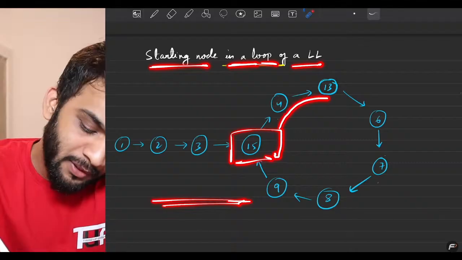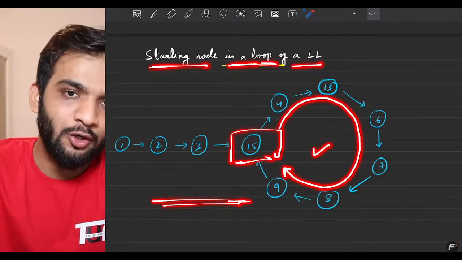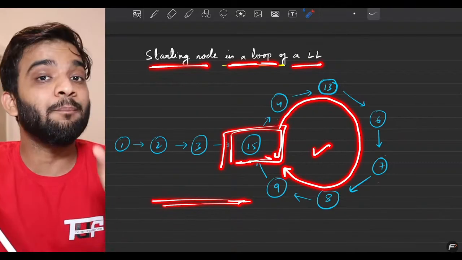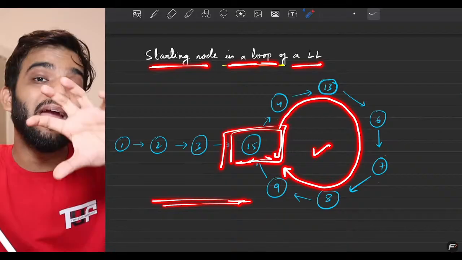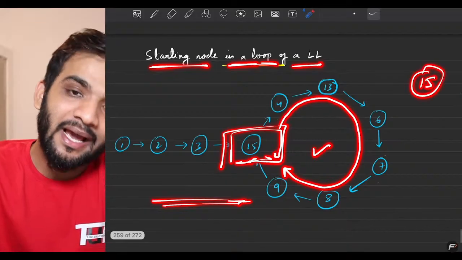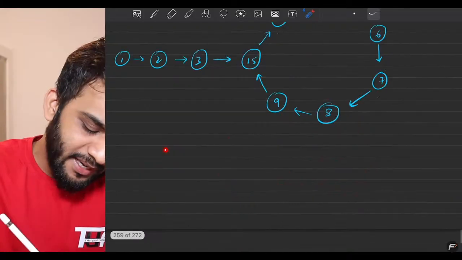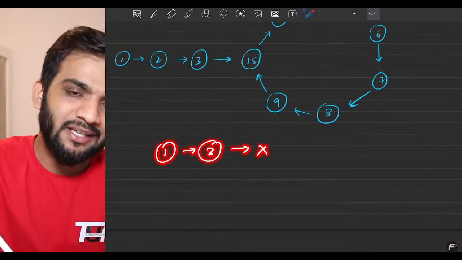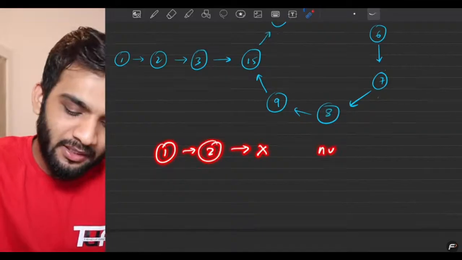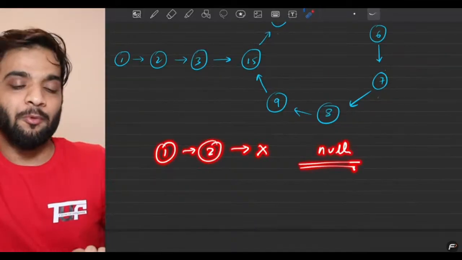Like in this particular example, I can say that this is my loop and this is my starting point. So you'll have to return me the entire node, not the value. What if it doesn't have a loop? In case it is a linear linked list and it doesn't have a loop, you will be returning null. This is what the problem states.